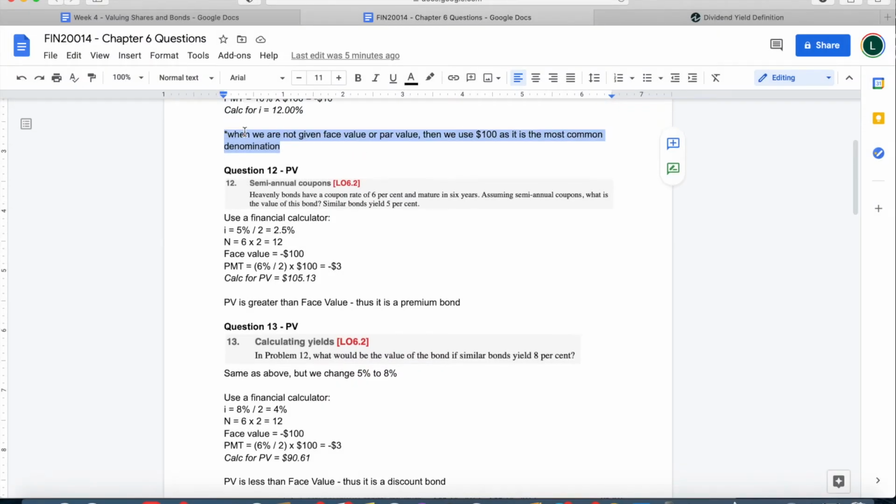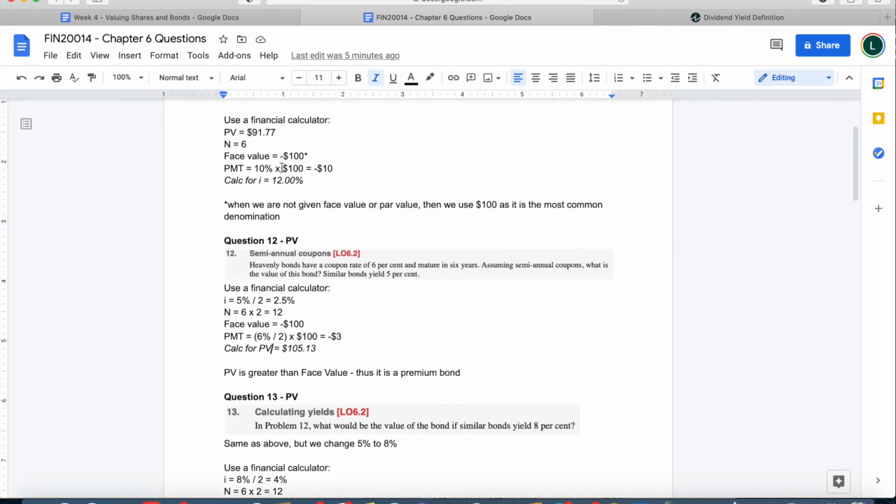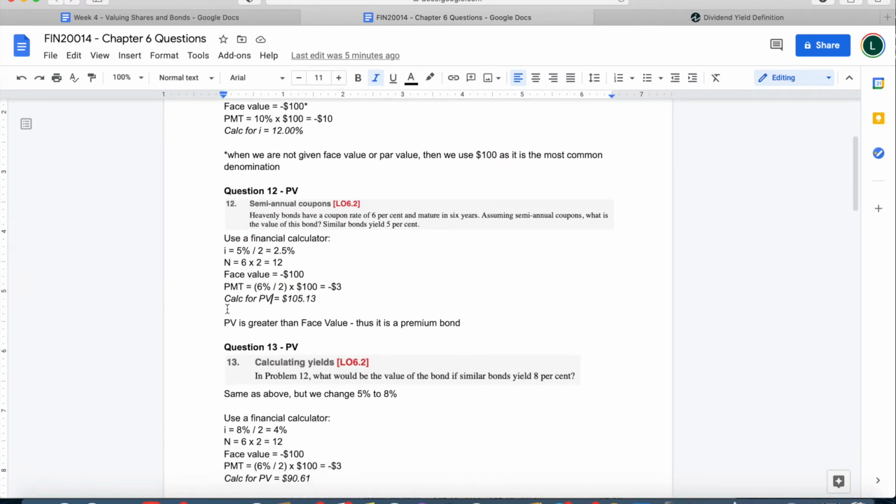So again, we are now calculating the PV. So we're using the exact same formula as question number 3. Same, well, obviously different inputs, but we're calculating the PV amount. So we've got bonds of a coupon rate of 6%, mature in 6 years, assuming semi-annual coupons. So that means 2 payments per year. What is the value of the bond? The similar bond yield is 5%.